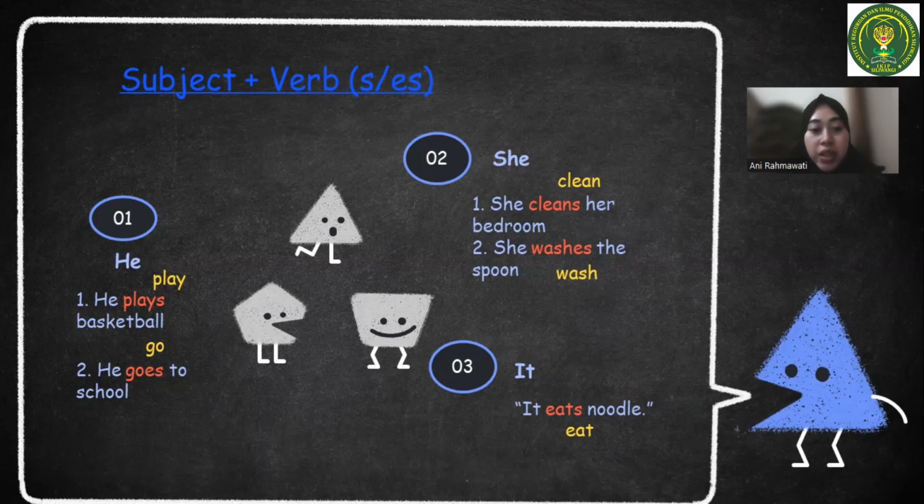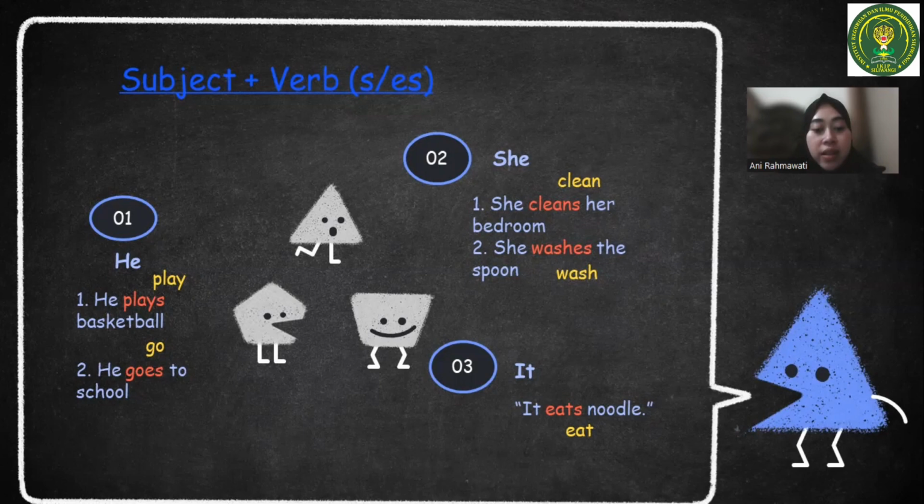And then there is she. She cleans the bedroom. The basic word of cleans is clean. Next, she washes the spoon. The basic word of washes is wash. And then, lastly, we have it. It eats noodles. The basic word of eats is eat. So, why do we add s or es? Because the subject is he, she, or it.